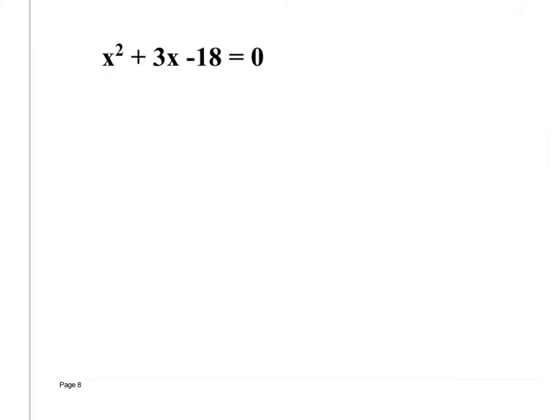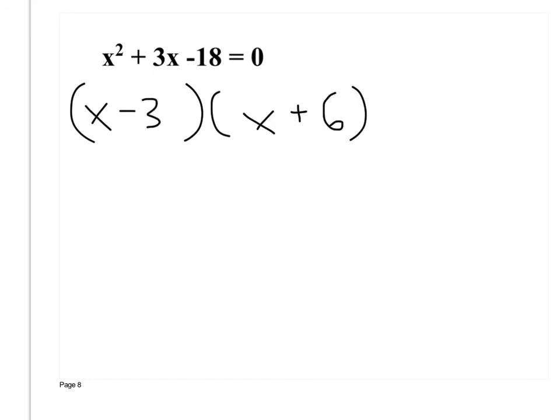x squared plus 3x minus 18. So the first thing I have to do is make 0 on one side, which has already been done. I look and I see that C is negative, so that means they're going to be opposite signs. Then I do my factors of 18. 1 and 18, no. 2 and 9, no. 6 and 3, yes. My larger one's going to be 6 because it leaves me with positive 3x.